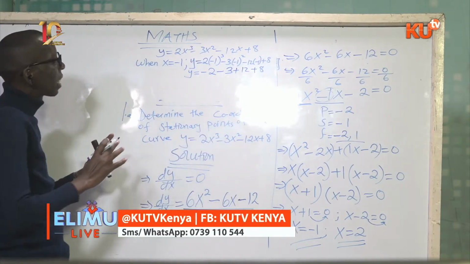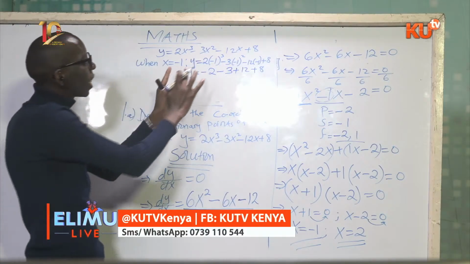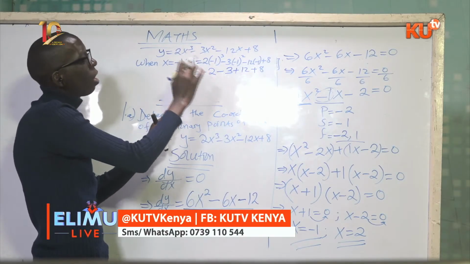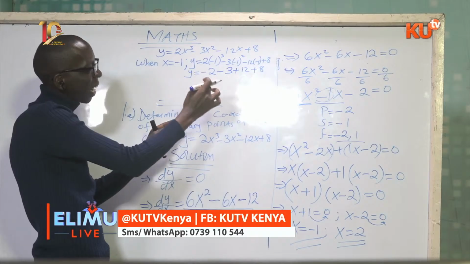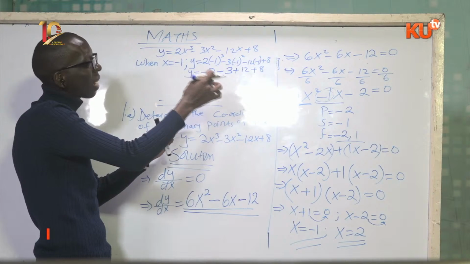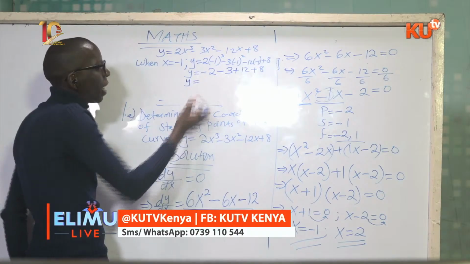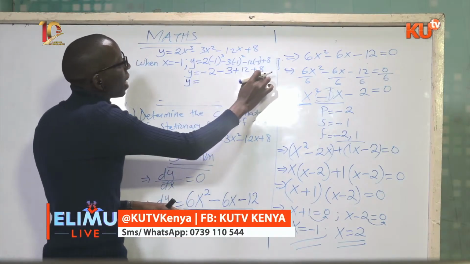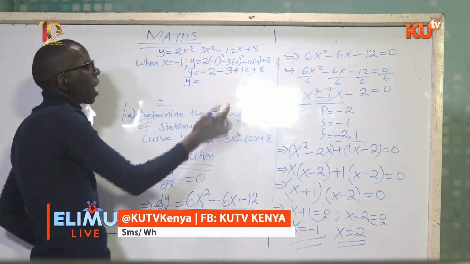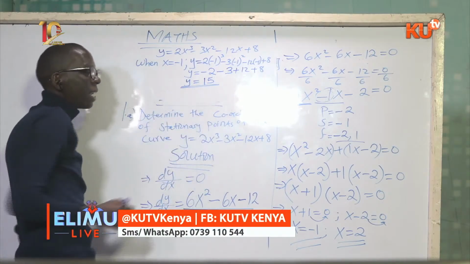You have your calculator. You just insert the values the way they are in the calculator. Take 2, open the bracket, negative 1, close the bracket, cubed, minus 3, open the bracket, negative 1, squared, minus 12, open the bracket, negative 1, close the bracket, plus 8. So we'll have our y is equal to 12 plus 8 is 20. 20 minus 5 is 15. So our y is 15 when x is negative 1.